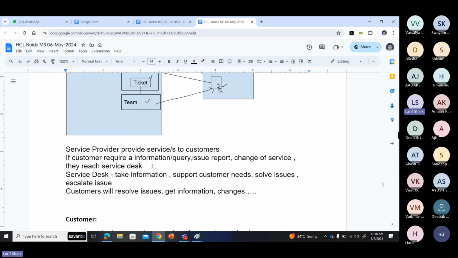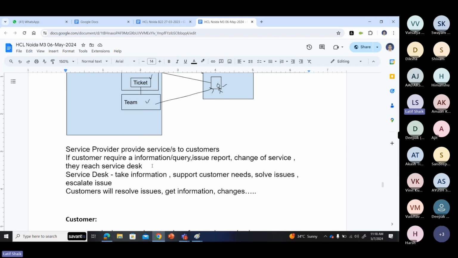Or I want to get some information, like what if I want to go for a load balancer, and maybe what is the status of storage capacity right now. So I want some information, I want to raise some queries. So they will approach the service desk.